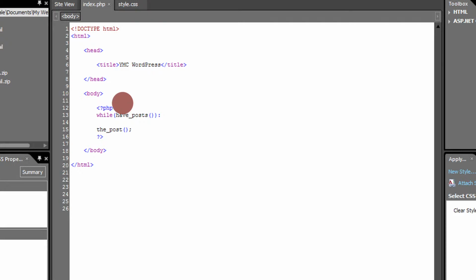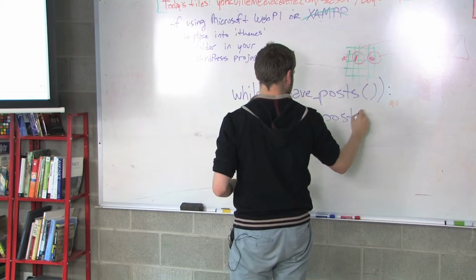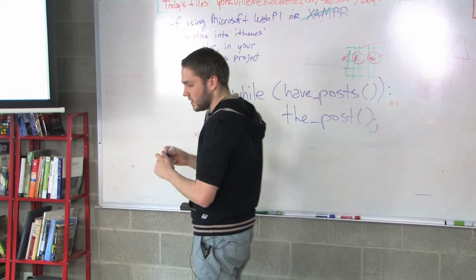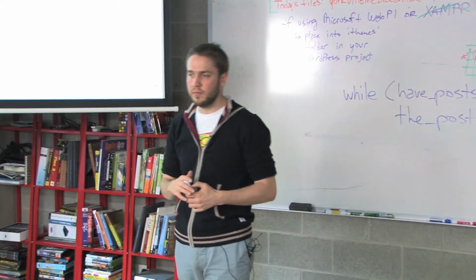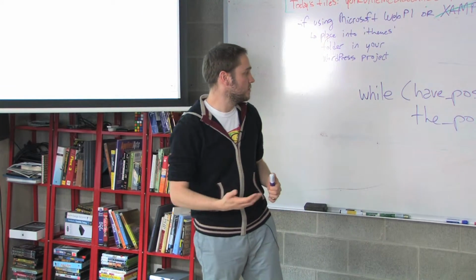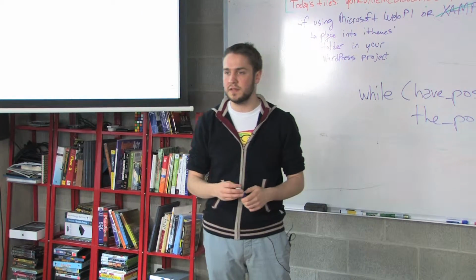And we've got those two clauses in there, while have_posts, and then we've got the colon, and we've got the_post. What these things are is they're a very simplified way, the simplified tools that WordPress gives you to access that database content.